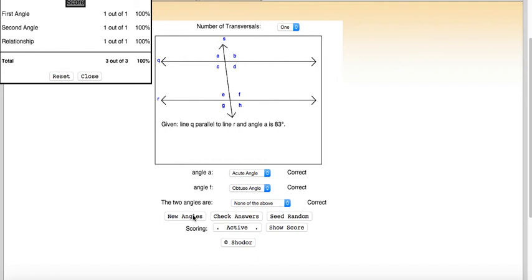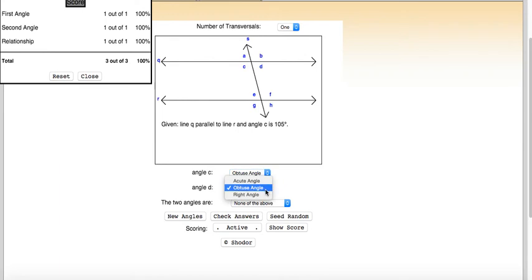So then you're going to do another one. You're going to do new angles. Then it's going to say C and D. Well, here's C and here's D. C looks obtuse. D looks acute. The two angles are, well, let's see, C and D, they're side by side. So they're adjacent, and that's what they would be. You're going to check your answer. Yay! So now I've got 2 out of 2. And you're going to keep going like that until you practice 20 problems. And I just want you to record your results. And you can always reset it and keep going back and practicing.